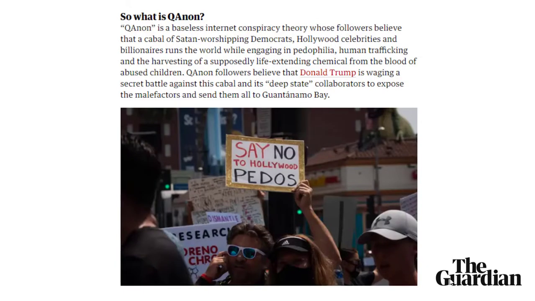QAnon, I have to try and stop myself banging my head against the keyboard as I read this out, which would make it very difficult to read. QAnon is a baseless internet conspiracy theory whose followers believe that a cabal of Satan-worshipping Democrats, Hollywood celebrities and billionaires runs the world while engaging in paedophilia, human trafficking and the harvesting of a supposedly life-extending chemical from the blood of abused children. QAnon followers believe that Donald Trump is waging a secret battle against this cabal and its deep state collaborators to expose the malefactors and send them all to Guantanamo Bay.